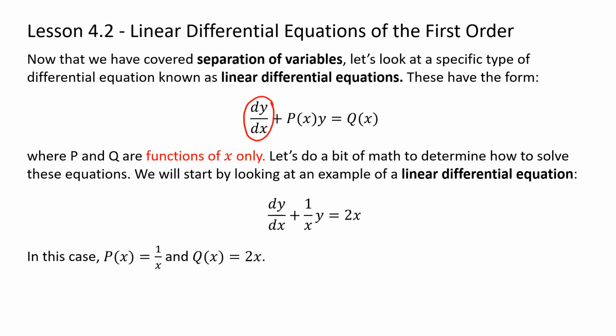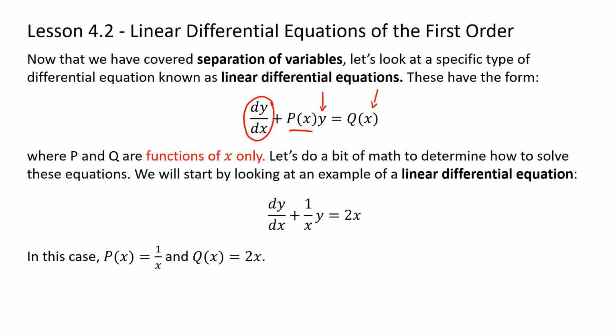Your second term is a function of x only, so p of x times y. It's important that it's just multiplied by y. And on the right-hand side, you have just a function of x. So we're calling p of x and q of x just functions of x.